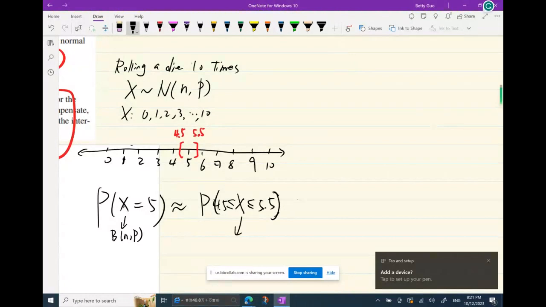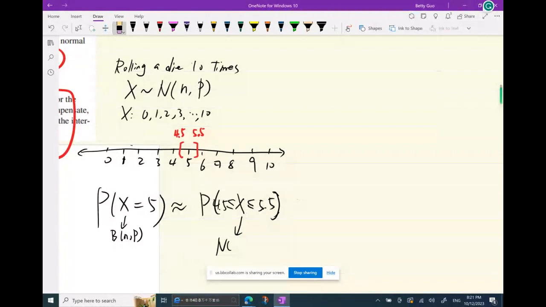And this x is normal with mean n times p and standard deviation square root of npq. Does that make any sense, guys? That's part of the one example about continuity correction, when you use the normal distribution to approximate the binomial distribution.